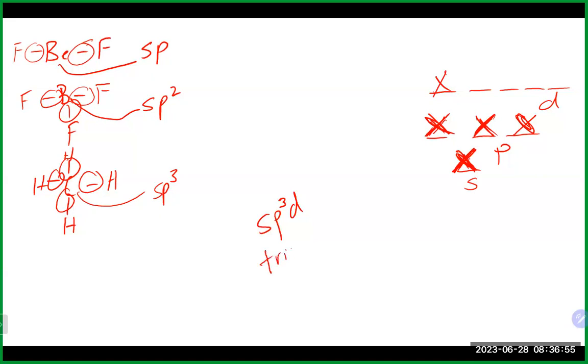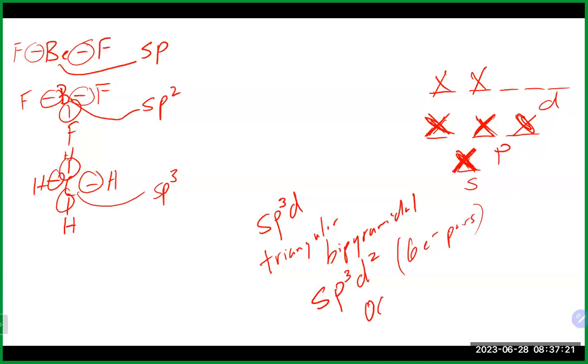And that is trigonal bipyramidal, those expanded octets that we talked about last time. And maybe I go one more into the d. That's now an s, 3 p's, and 2 d's. We just count how many boxes: 1, 2, 3, 4, 5, and 6. That is 6 electron pairs.